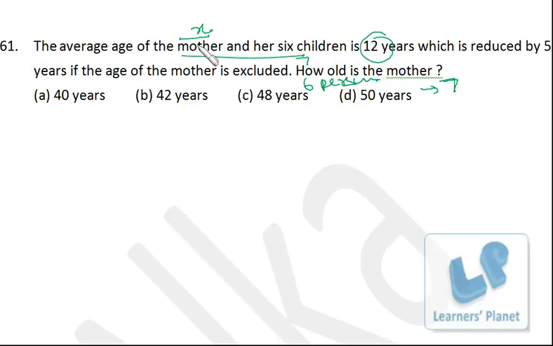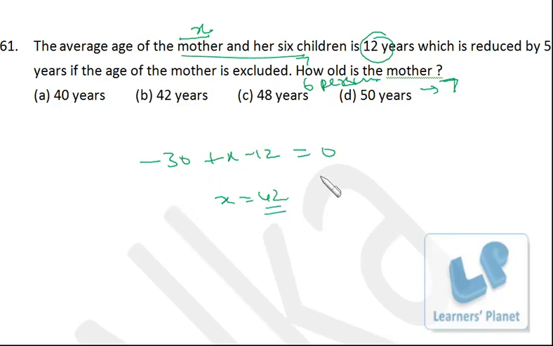Now we again go for the deviation method. For 6 persons, deviation is minus 5 from 12, and total deviation will be 6 into minus 5, that is minus 30, right? Deviation of the mother from this average is x minus 12, right? So minus 30 plus x minus 12, and the sum of deviations must be 0. So x is equal to 42, that is the age of the mother.